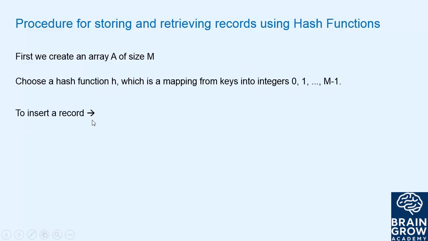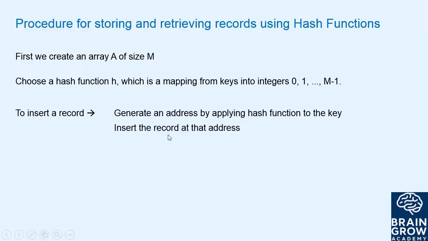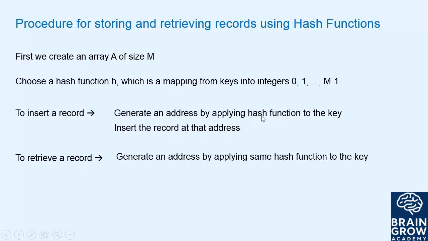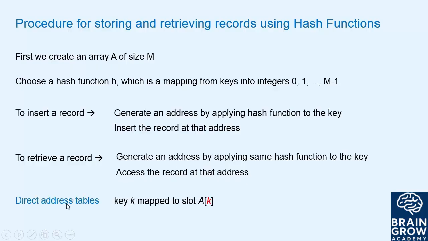Now to insert a record in the hash table, we'll generate an address by applying the hash function to the key and then we'll insert the record at that address. Now to retrieve a record, we'll apply the same hash function to the key and then access the record at the address given by the hash function. We have seen that in direct address tables, any key k is mapped to slot a[k], while here in hash tables, any key k maps to slot a[h(k)].